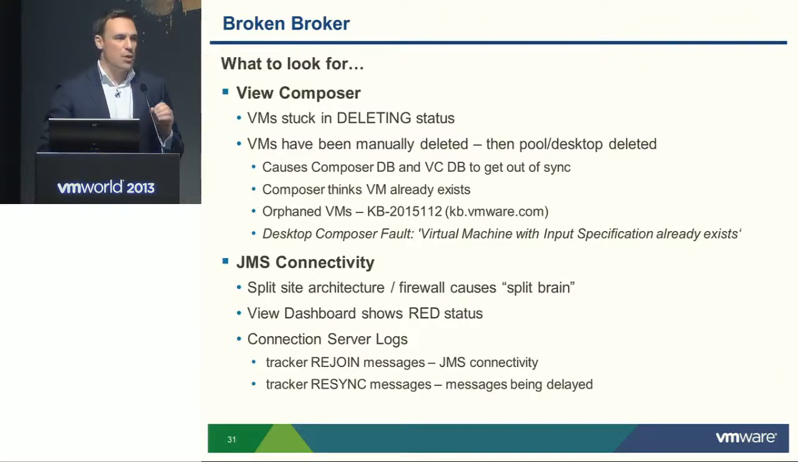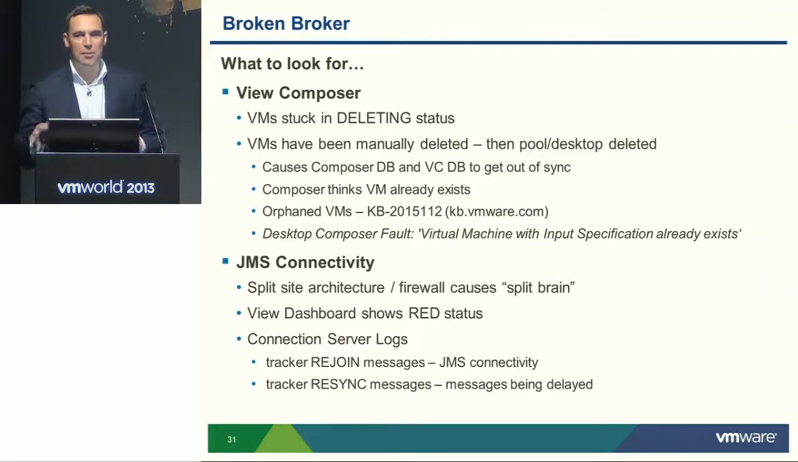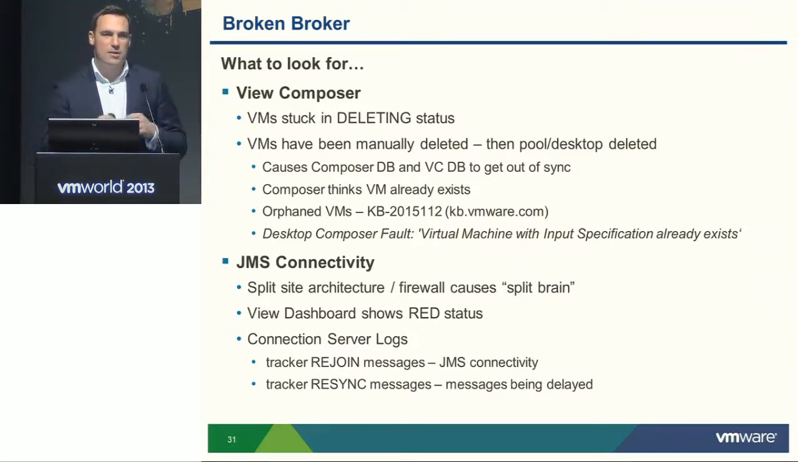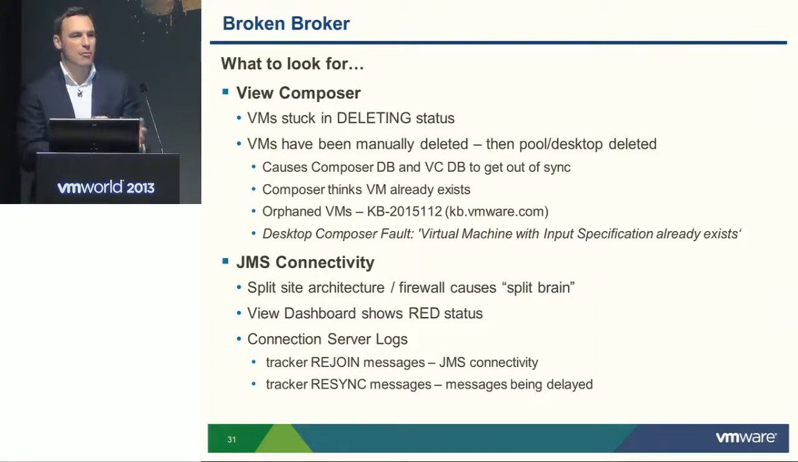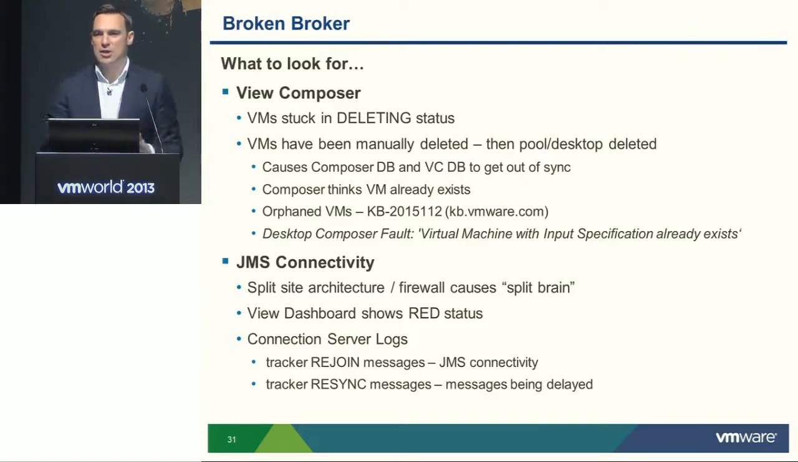We also use JMS to communicate between the components within View. Now this is where we're communicating ephemeral information, okay, non-persistent information. So session state information, live information, is communicated from each VM to all of the connection servers. So if you can imagine, we've got thousands of VMs running in your environment, they're communicating this information every few seconds.